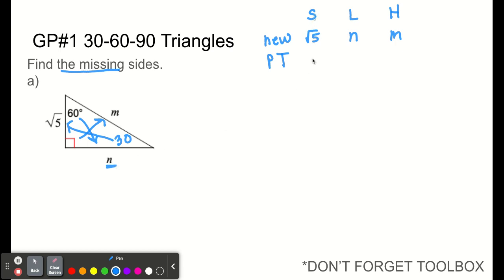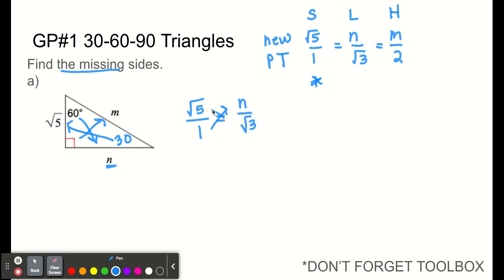For the parent triangle, our short leg is 1, our hypotenuse is 2, and our long leg is the square root of 3. 1, 2, radical 3. So we set up our ratios. Again, we have to begin with the ratio that we don't have a variable in, which is going to be the short leg. That one has to be used in helping us find the other sides. We have the square root of 5 over 1 is equal to, and I'm going to go ahead and solve for n first, n divided by the square root of 3.